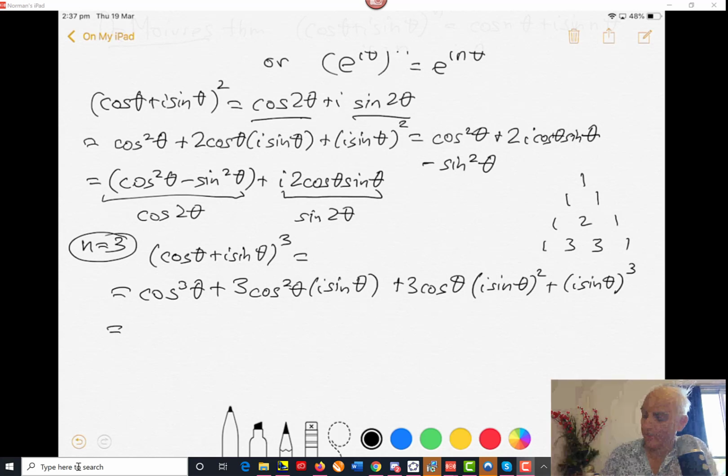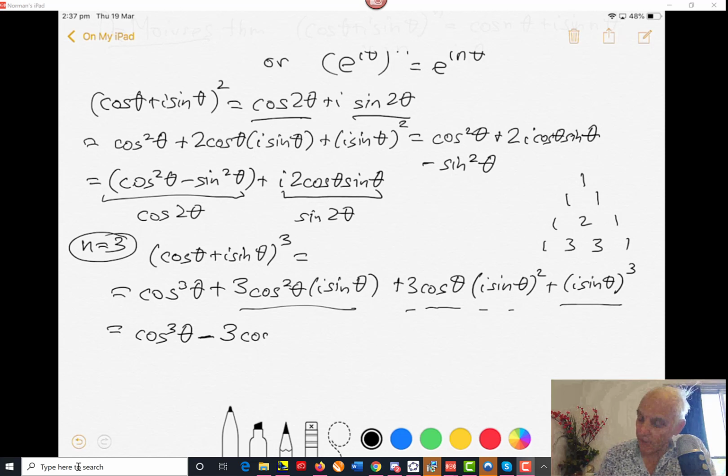So we can bring all the things not involving i at the front, so that's the real part. That'll be cos cubed theta. That will not involve i. This one here will involve i, and this one here will involve i, but this one here will not. And that will be, after we square the i, minus 3 cosine theta times sine squared theta.